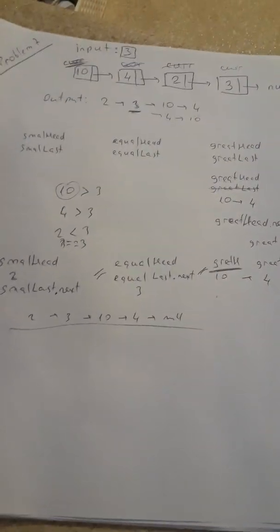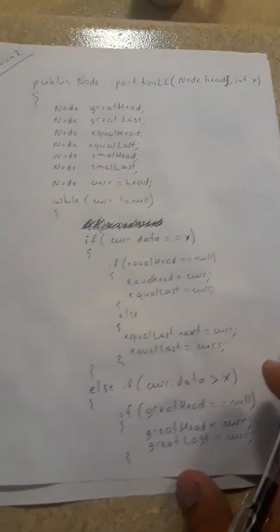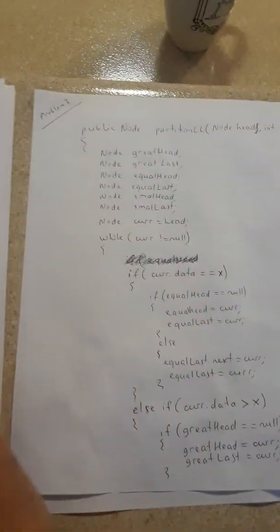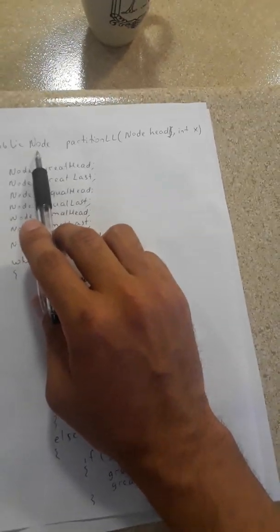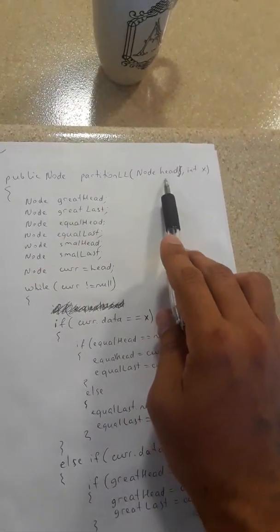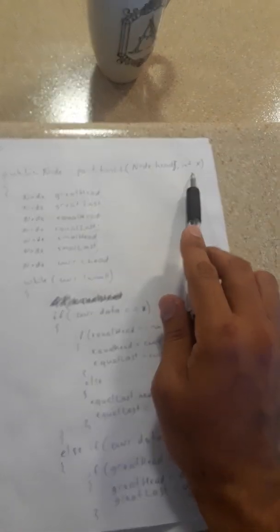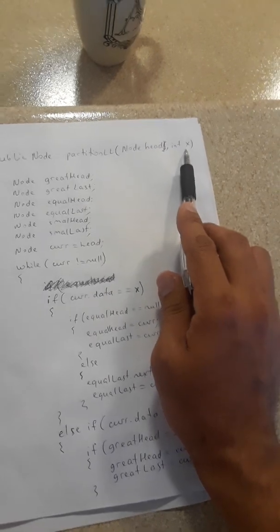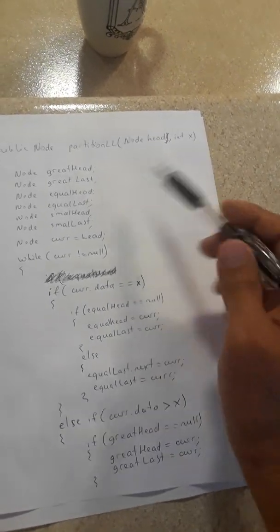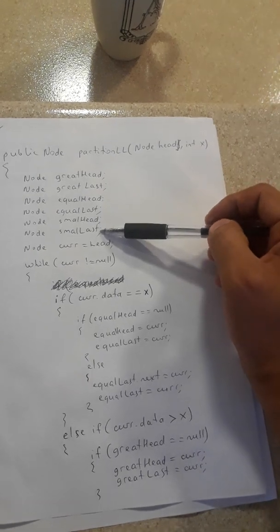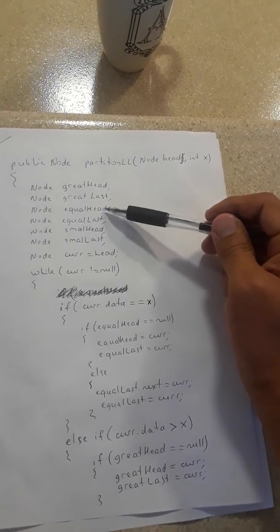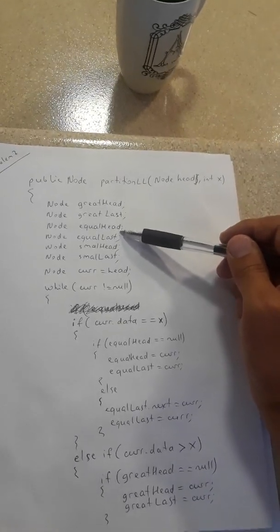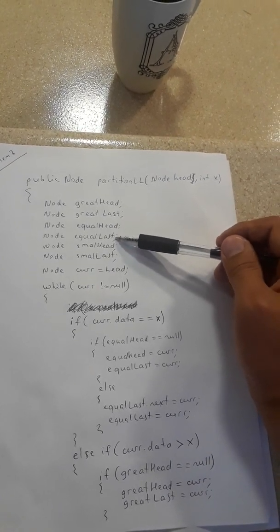So how are we gonna do this? I already wrote some code in advance, just to save time. So here we're returning a node, and the inputs are the head of the linked list and the partition value, x. Here I'm declaring 6 nodes: grade head and grade tail, for the head and tail. The same thing for the nodes that will be equal to the partition value, like equal head and equal tail.